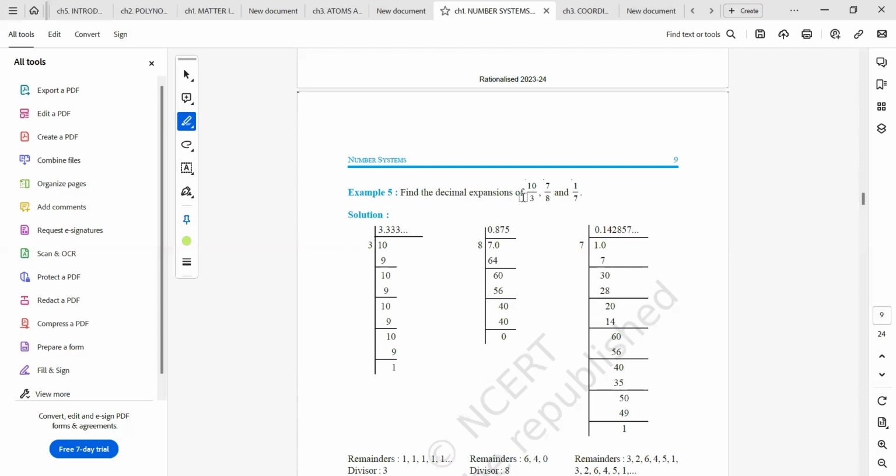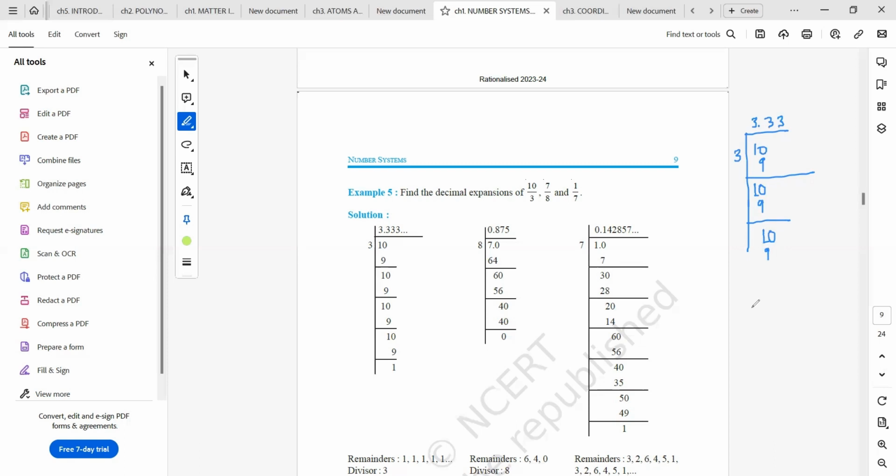Find the decimal expansions of 10 over 3, 7 over 8, and 1 over 7. You simply divide, the way we find the LCM. For 10 over 3, you need to divide 10 by 3. Three 3s are 9, so your remainder is 1. We put a decimal and get a 0. Again, three 3s are 9, so again the remainder is 1, and since we have put the decimal, we can write down 0 again.